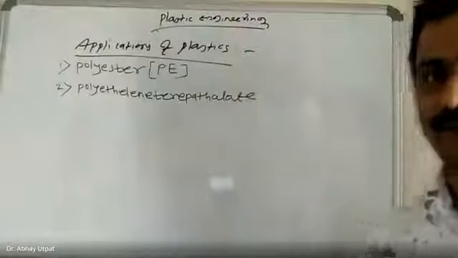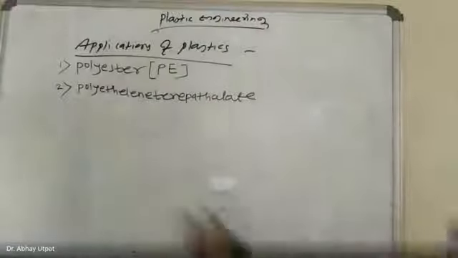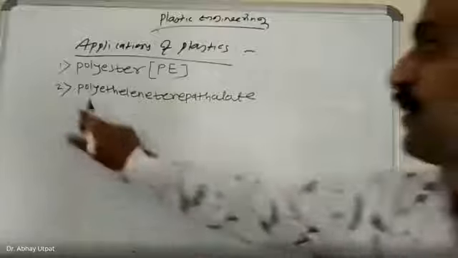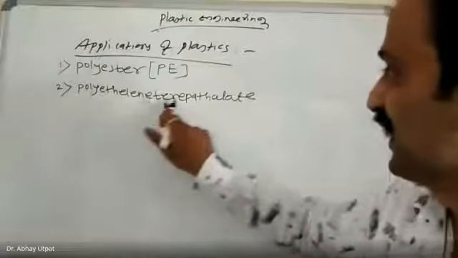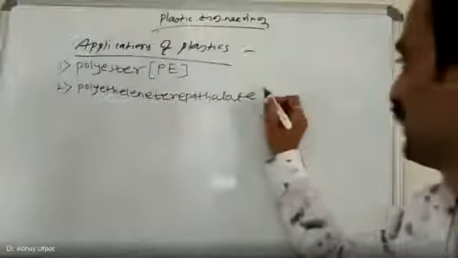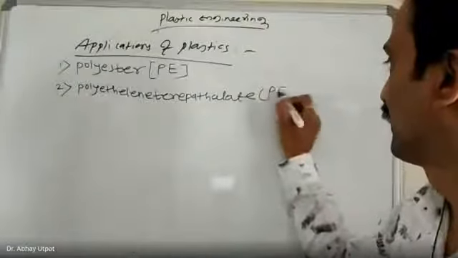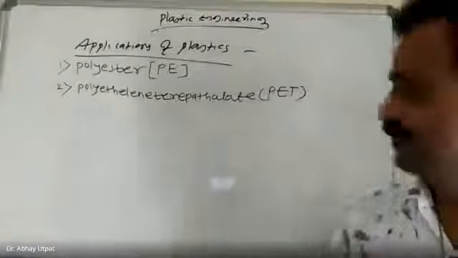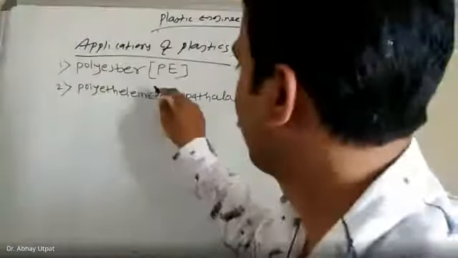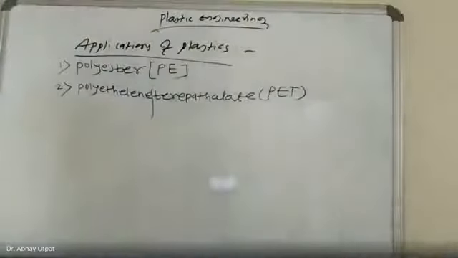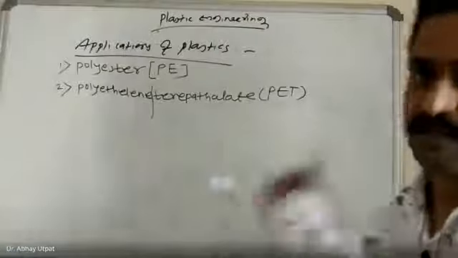What a long spelling. How to pronounce? Polyethylene terephthalate. Polyethylene terephthalate. PET. Polyethylene terephthalate. You can break this from here so that you can pronounce it correctly. Polyethylene terephthalate. PET.